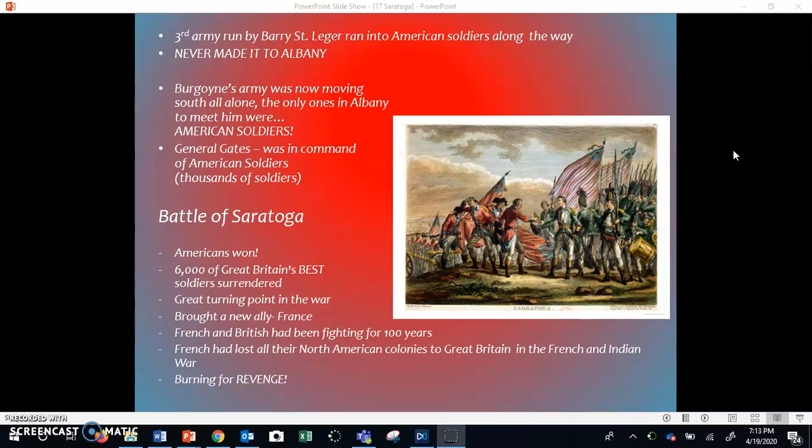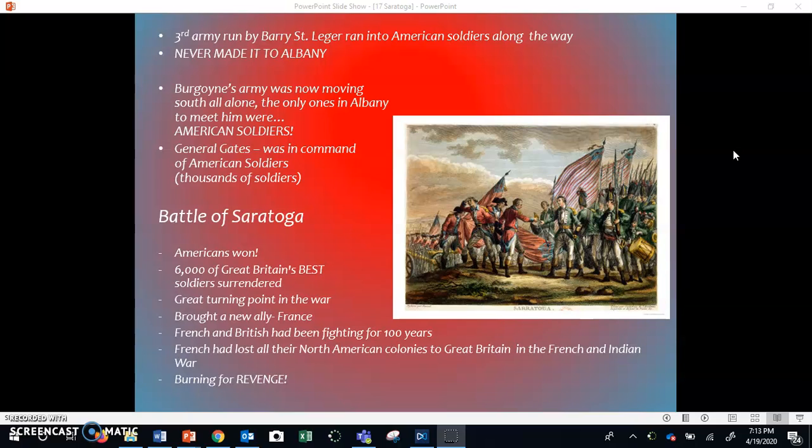And he had no idea that the other two troops were not going to beat him because remember, there's no walkie talkies, there's no email, there's no cell phones. So he had no way to communicate with the other two British generals. So, to his surprise, his two other British troops were not there.